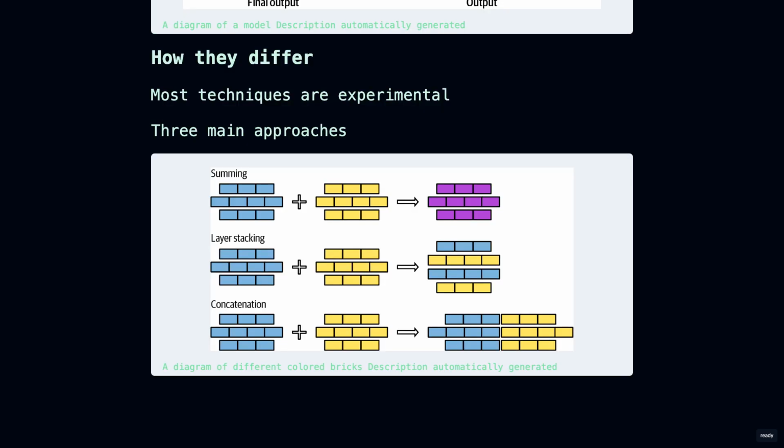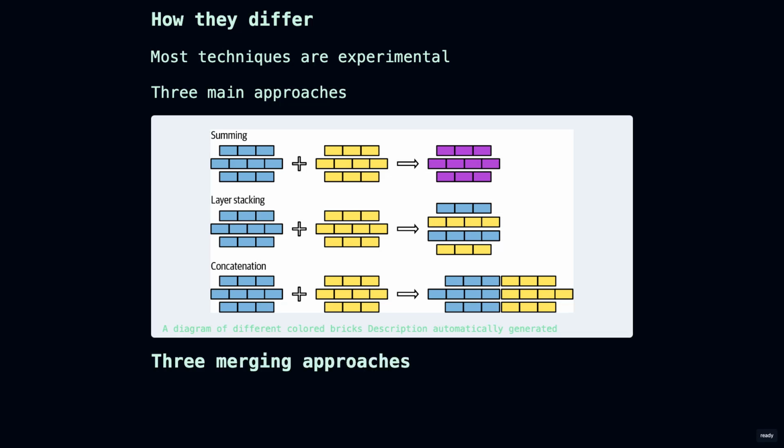This diagram shows the three merging styles side by side. Keep the picture in mind. One method blends values, one reuses layers and sequence, and one appends components together. We're about to unpack each of these methods one by one. First, we'll look at summing, because it is the simplest and most widely used starting point.